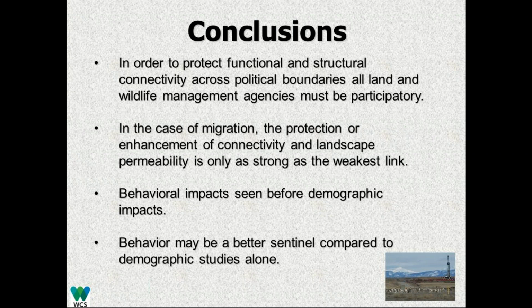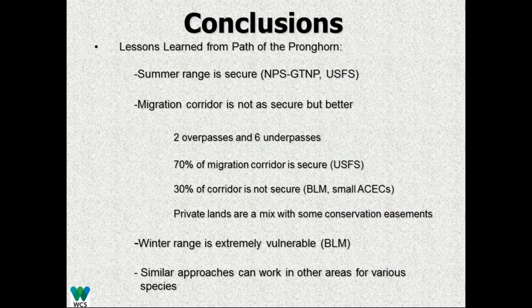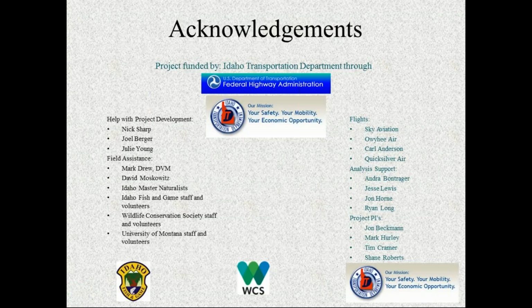And as is the case, a lot of times the protection or enhancement of connectivity is only as strong as the weakest link. And we learned that by having a holistic approach and having behavioral components to our study, we saw behavioral impacts prior to demographic impacts. And so we recommend that behavior may be a better sentinel in some situations compared to demographic studies alone. And finally, what we learned is that you have to be concerned again with all three components: the summer range, the migration corridor, and the winter range. And in the case of the Path of the Pronghorn, we still see the winter range being extremely vulnerable.